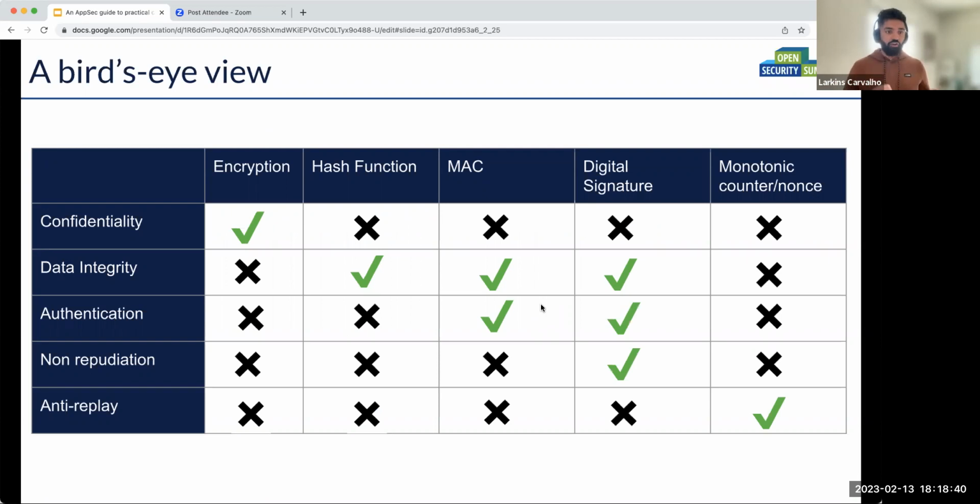Confidentiality. With encryption, we get confidentiality, but there is a little more than what we are discussing here. There are different primitives and algorithms which provide more than just confidentiality. Hash functions provide data integrity. MAC provides us with data integrity and authentication. Digital signatures provide data integrity, authentication, and non-repudiation. And a monotonic counter or nonce provides us with anti-replay properties. One example of encryption I mentioned is AEAD, authenticated encryption with associated data. It is a widely used data encryption technique, and it provides different security properties, which are suitable for most encryption needs.